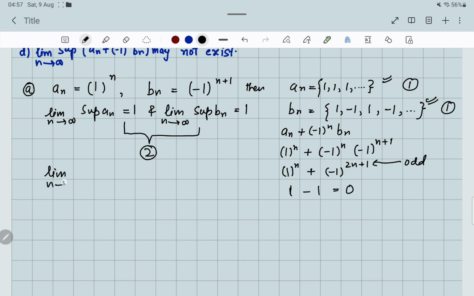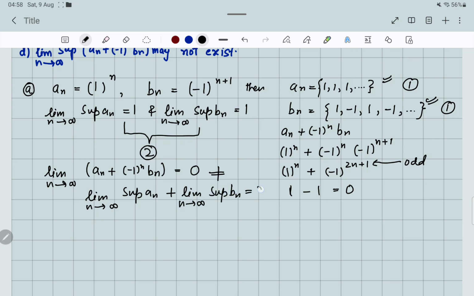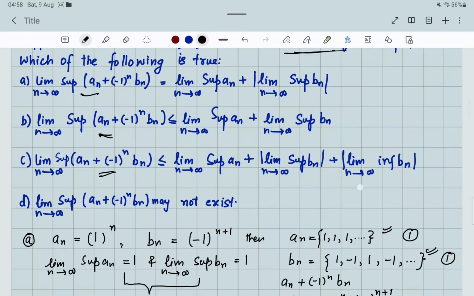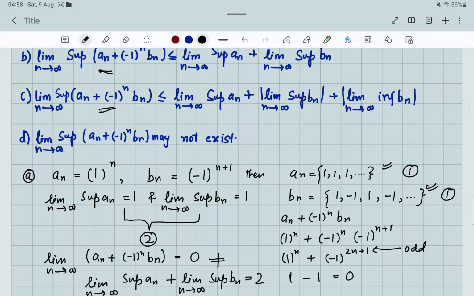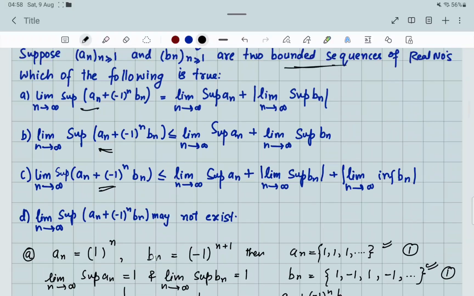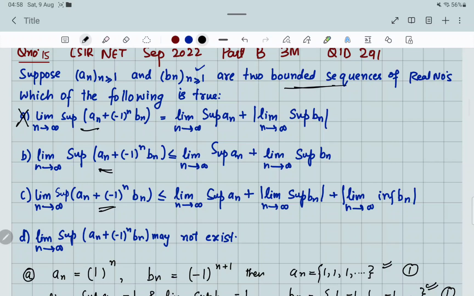Now limit n tends to infinity, supremum of a_n plus (-1)^n b_n will be equal to 0. So this is not equal to limit supremum a_n plus limit supremum b_n, which is actually 2. In option A it has been given that these are equal, the mod is there, but you can ignore it because this is 1 only, so it will be the same. So this option A is incorrect.